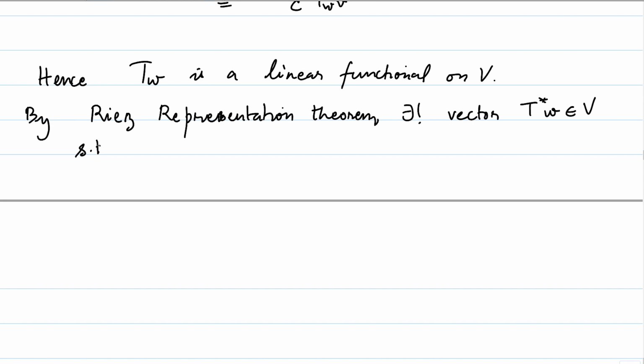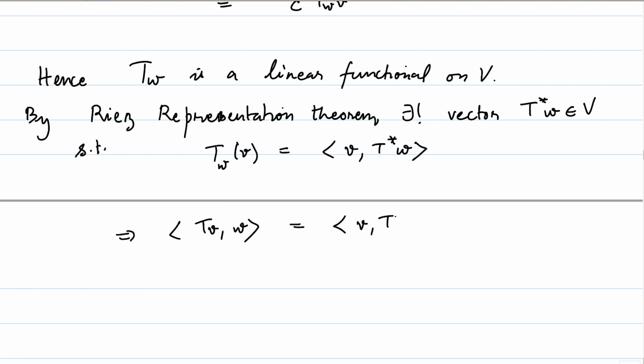That's that. Let's see, so such that T_w of v is equal to the inner product of v with T star w. This is precisely the statement of Riesz's representation theorem, right? T_w is a linear functional. So there is a unique vector T star w in capital V such that the inner product of v with T star w will give you T_w of v. But what is our left hand side? Left hand side T_w of v is nothing but the inner product of Tv with w, which is equal to the inner product of v comma T star of w.